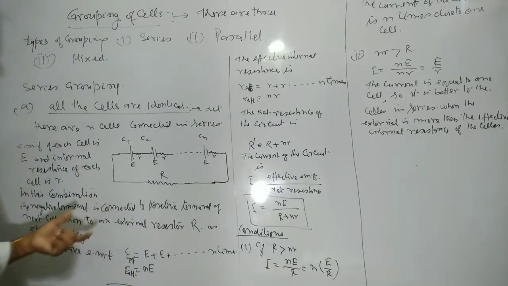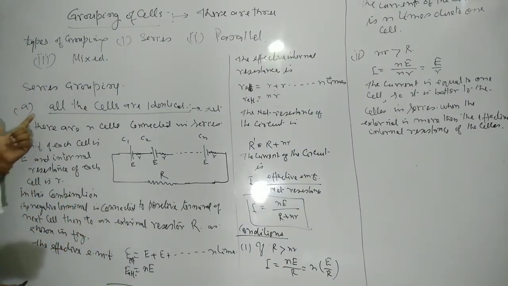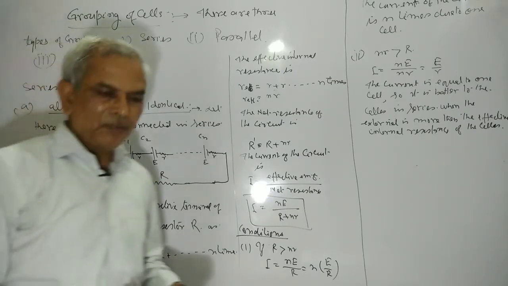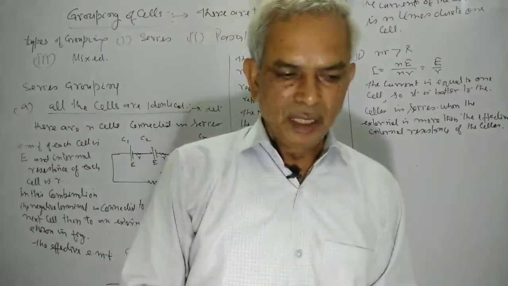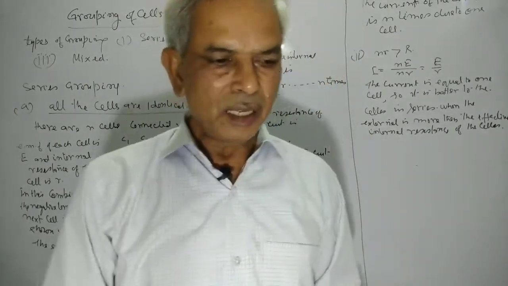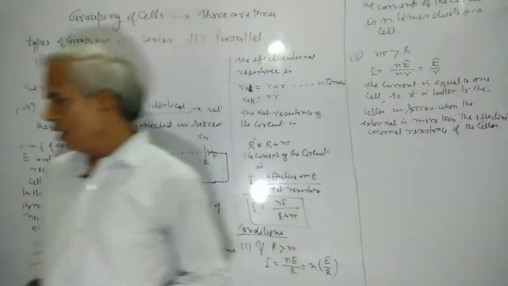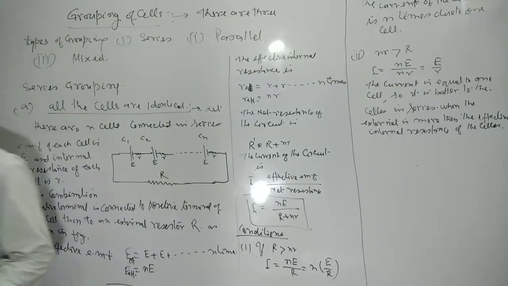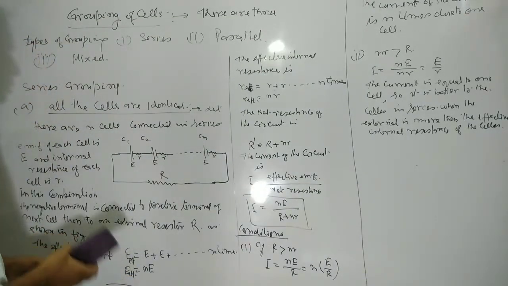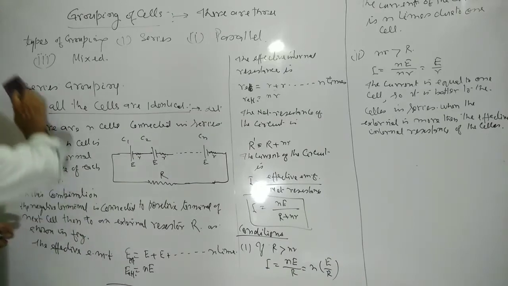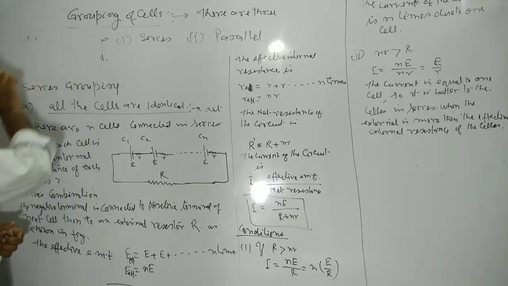So this is the expression when all the cells are identical, but the cells are different. EMF differ and the internal resistance of the circuit also differ. Then note it.